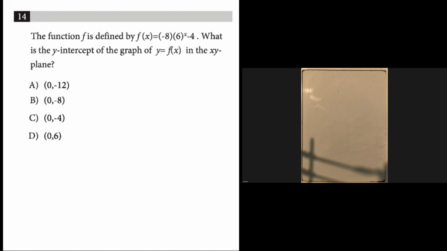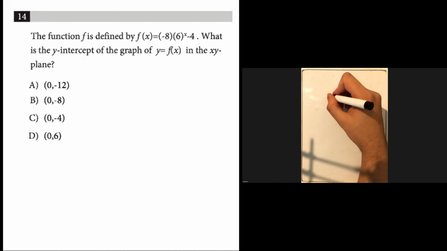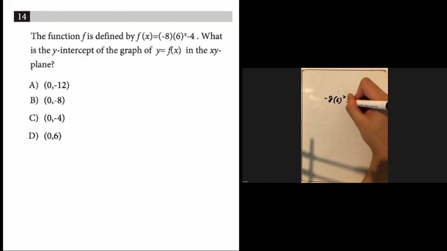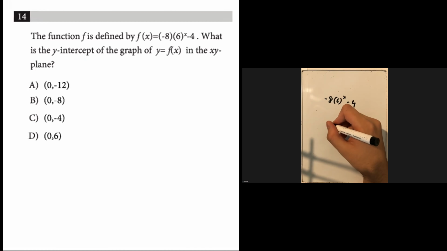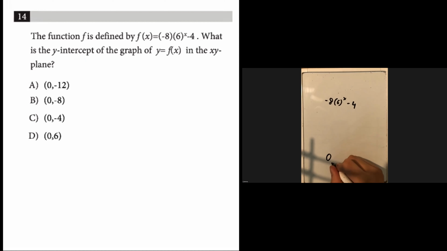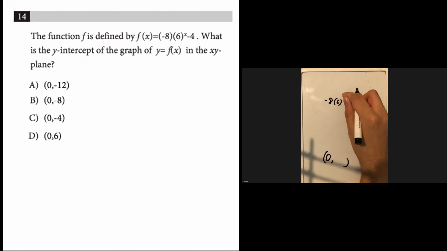Okay, so for this one, we have f of x is -8 times 6 to the power of x minus 4. Is that minus 4? Yeah, that is. Okay, so it says what is the y-intercept? Well, the y-intercept is where x is 0. So in our answer, we'll have 0 comma something. And so we replace this x with a 0.